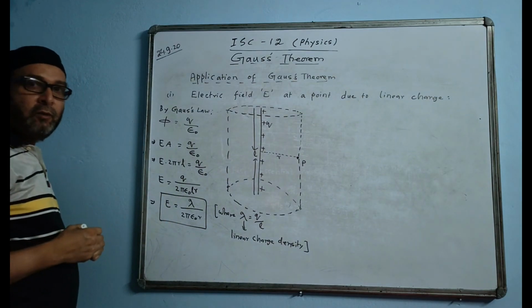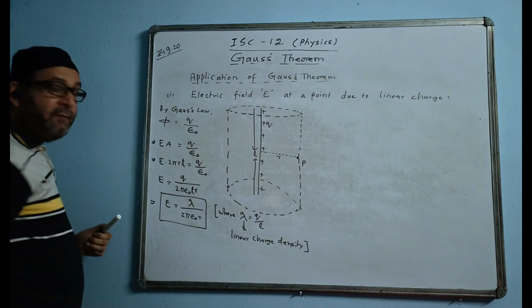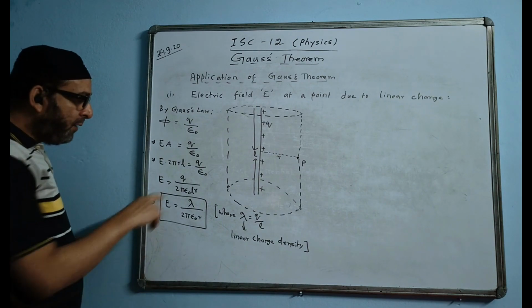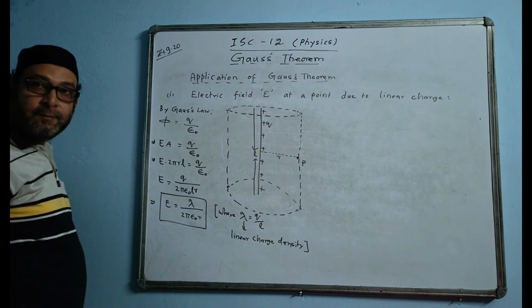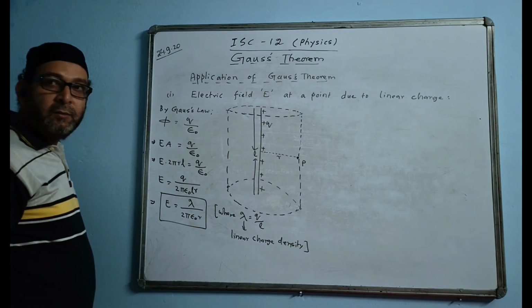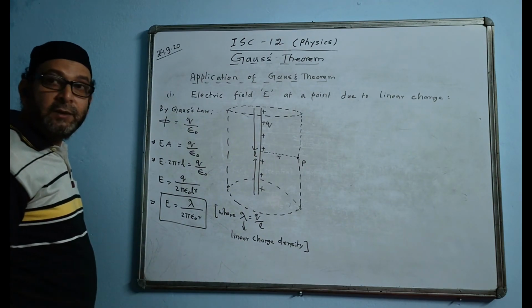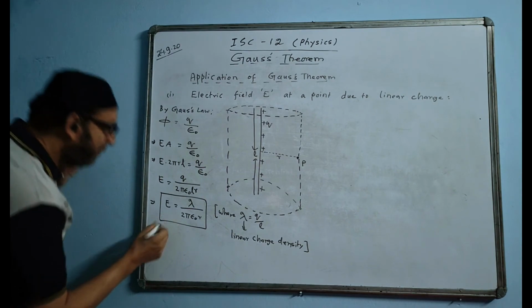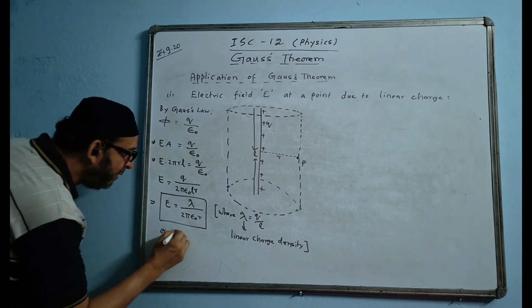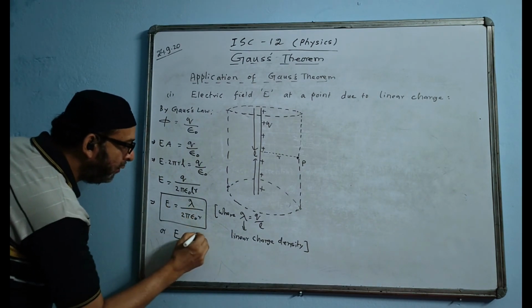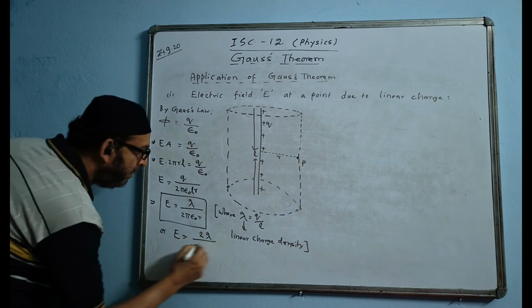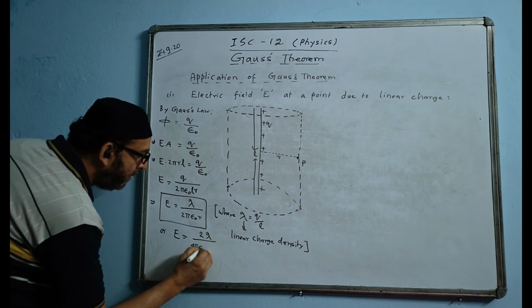Lambda by 2 pi epsilon naught R. But for the sake of convenience, we know 1 by 4 pi epsilon naught is K, and the value is 9 into 10 power of 9. So very often we write E equal to, multiply by 2 divided by 2, it will become 2 lambda by this much.